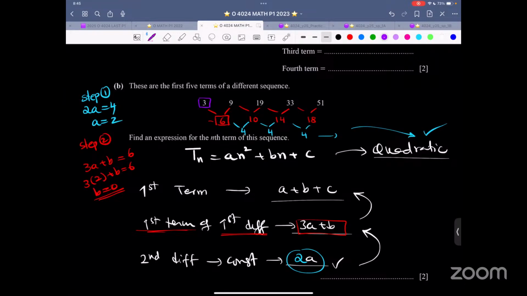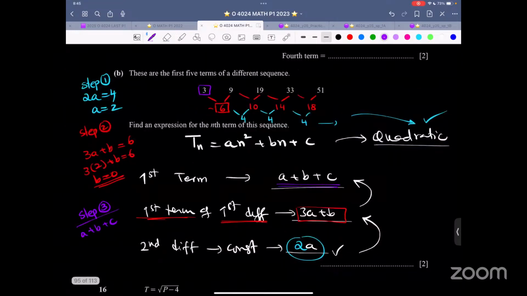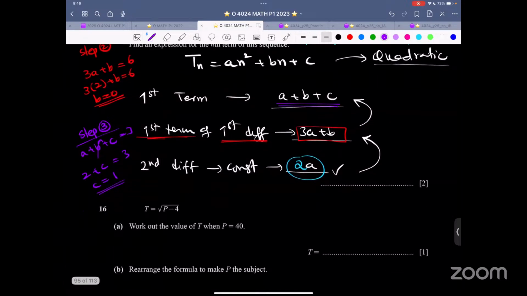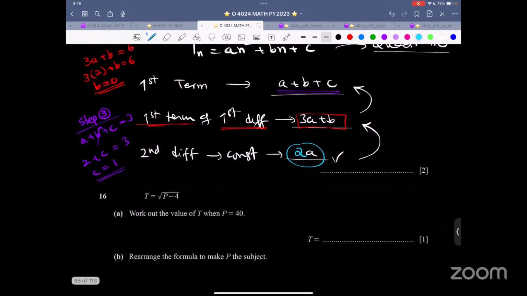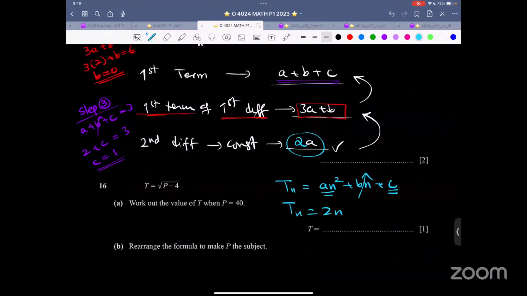Now the third one, the very first term, that is a plus b plus c. So step 3. That is a plus b plus c. How much is that? That is 3. b is 0, it's gone. a is 2, 2 plus c is 3. Therefore, c comes out to be 1. Therefore, the final answer, Tn is an squared plus bn plus c. b is 0, c is 1, a is 2. So therefore, Tn is 2n squared plus 1.